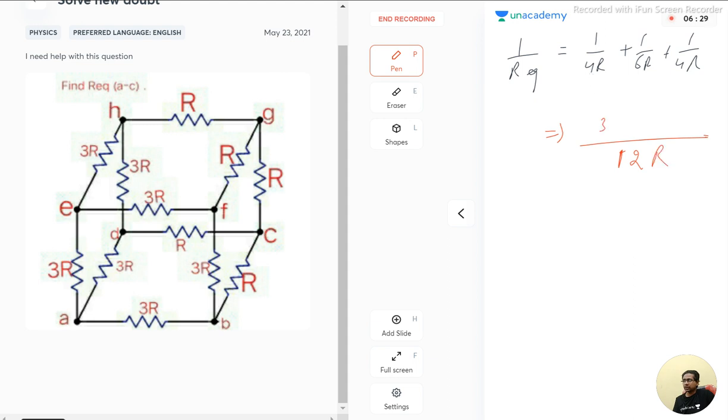So 4 3s are 12, 6 2s are 12, 4 3s are 12. So we get the R equivalent as 12R by 8. Okay, 4 3s are 12, 4 2s are 8. So the R equivalent is 3R by 2. That means the R equivalent will be 1.5 times R.